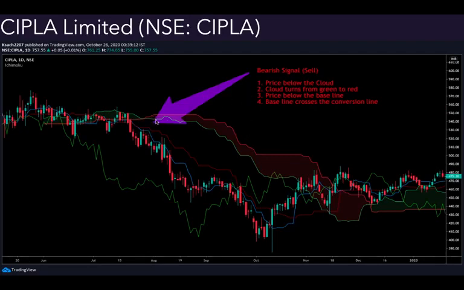Now let's move to another stock, which is Cipla Limited. Again, I have chosen this area to take a trade, because the color of the cloud has turned red from green. The stock price is trading below the baseline, and the lagging span is also trading below the stock price. Also, the conversion line has crossed the baseline from above. So if one would have shorted Cipla here at a level of 520, he could have easily achieved a target of around 450. That's a 70-point target again. It's a very good target.